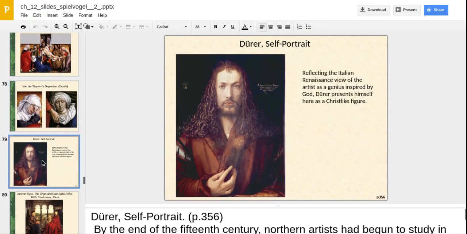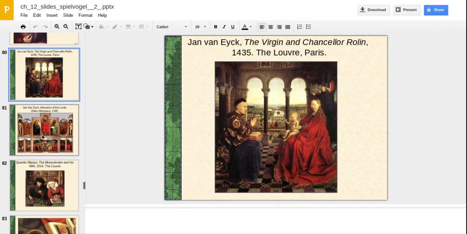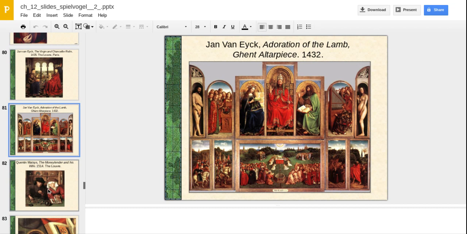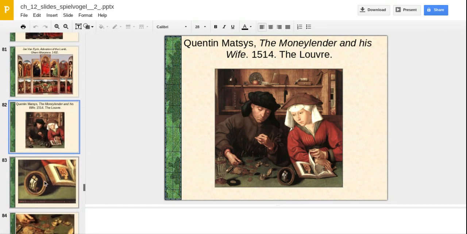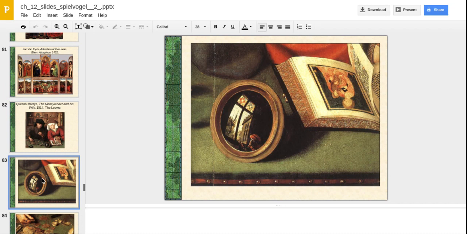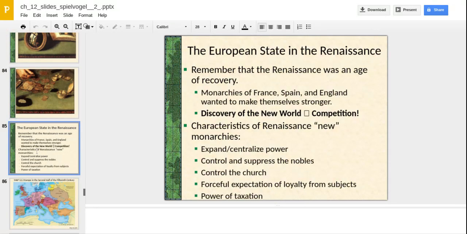Again, attention to detail, religious. Here, Dürer has made a self-portrait that presents himself as Christ-like. Van Eyck, detail, landscapes. Now here's another one that's detailed. We're going to look at this right here, the image off of this looking glass. Look at that. That's incredible. All right.